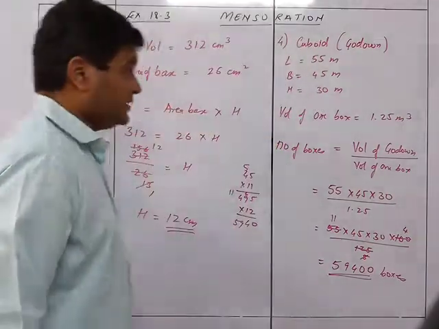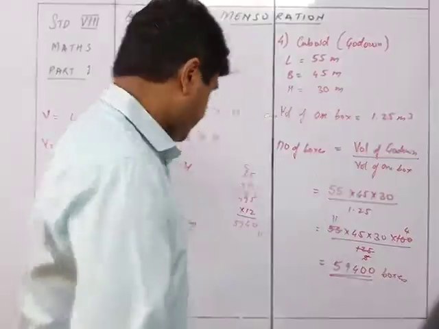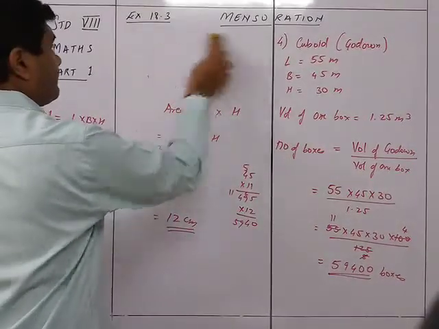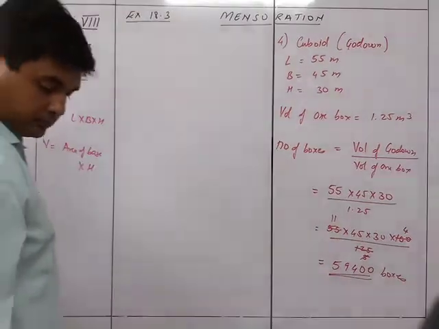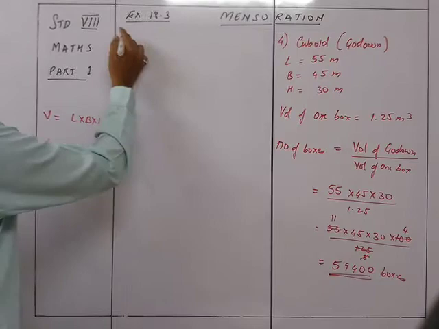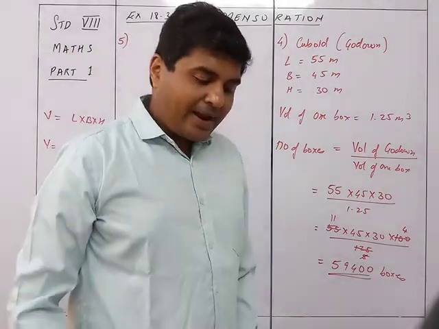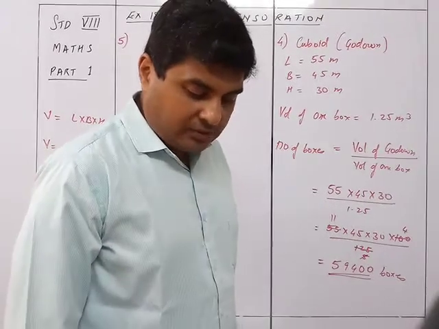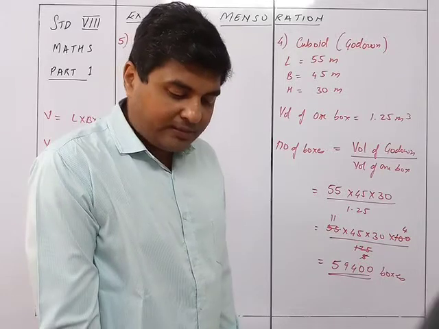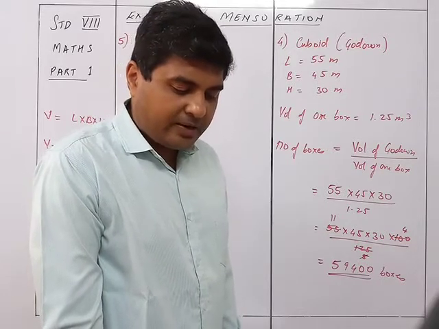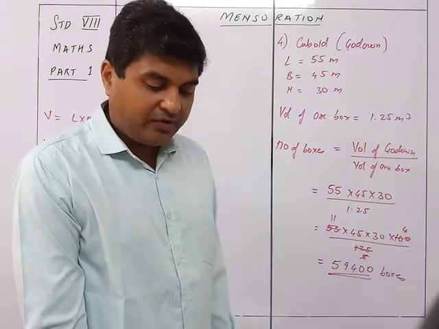So that was sum number 4. We now move on to sum number 5. A rectangular pit 1.4 meters long, 90 centimeters broad and 70 centimeters deep was dug, and 1000 bricks of base 21 centimeters by 10.5 centimeters were made from the earth dug out. Find the height of each brick.